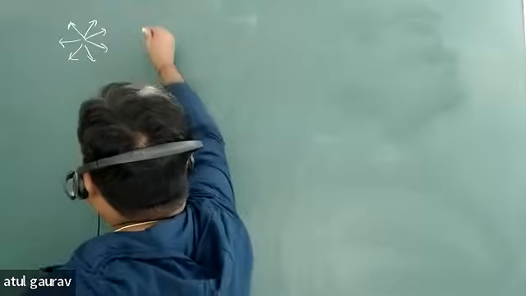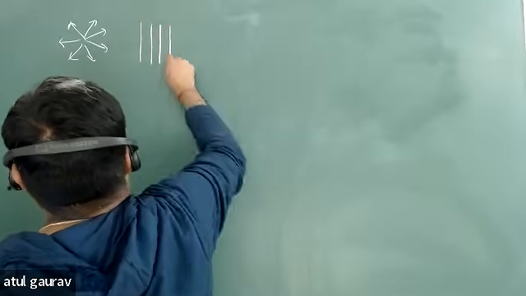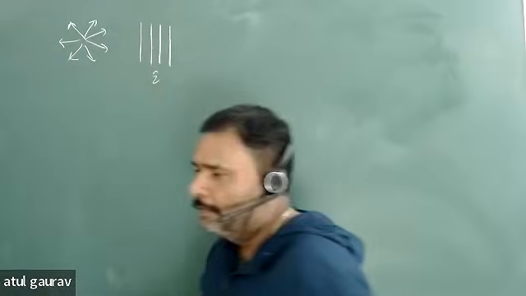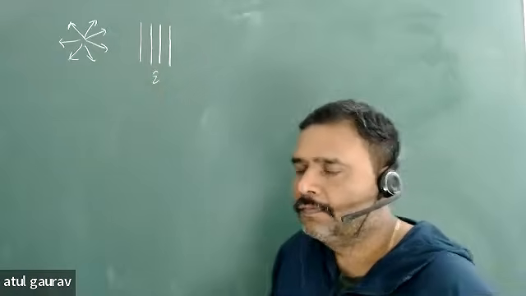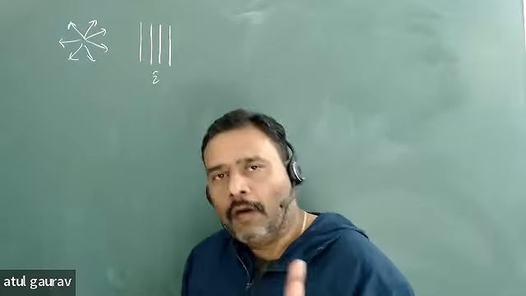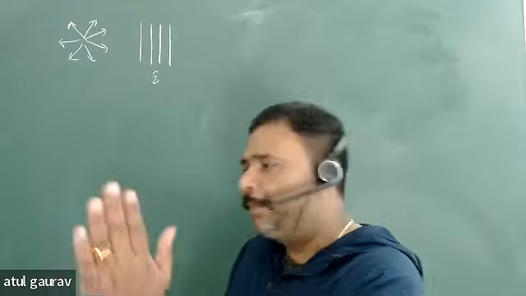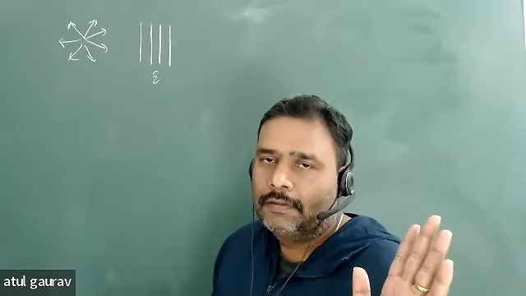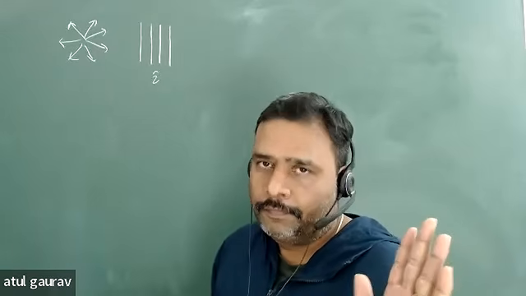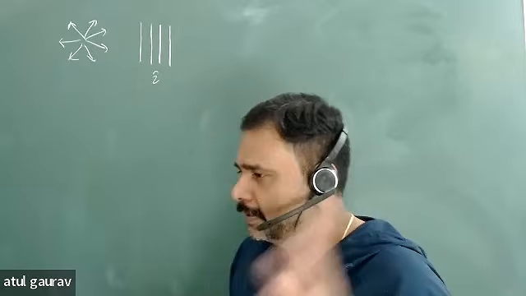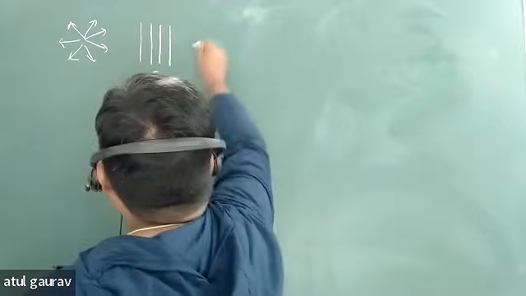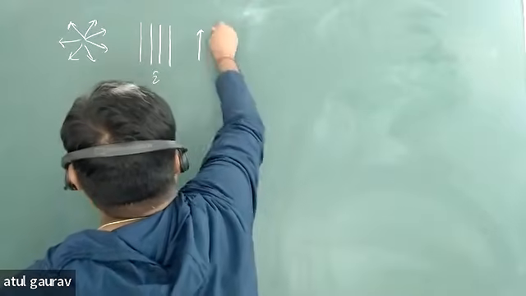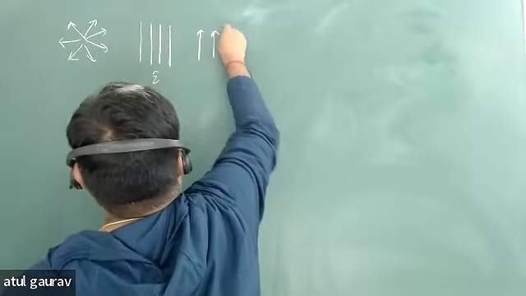Suppose I put the polarizer in the z direction. Suppose this is my z direction. I will put the polarizer. What will happen? It will polarize in the z direction. Only those components of light will pass through the polarizer which are parallel to the z direction, isn't it? Yes. Okay. So only these electric fields will be there.